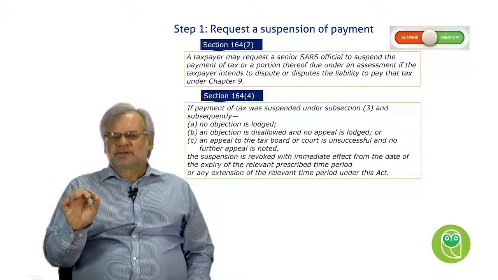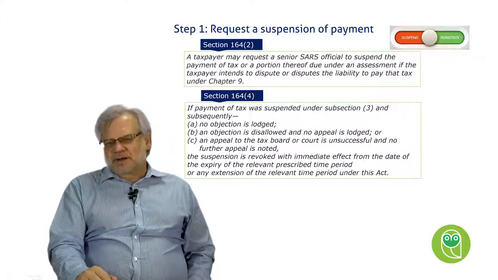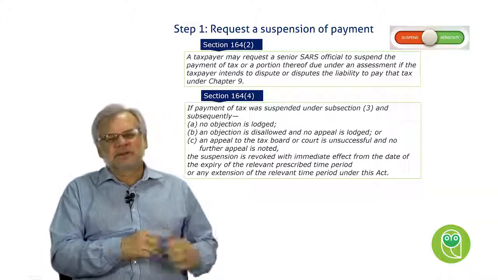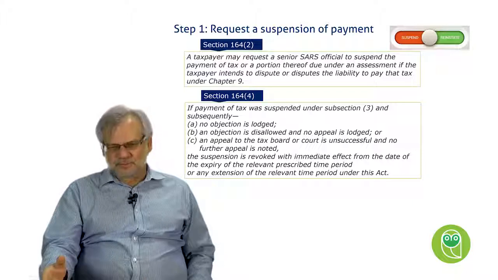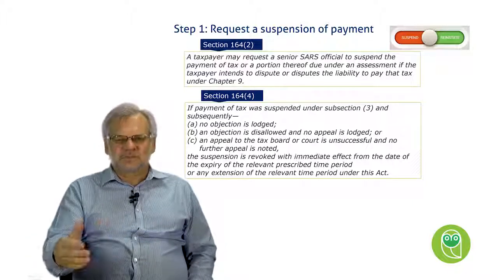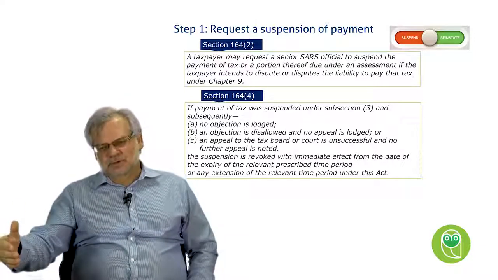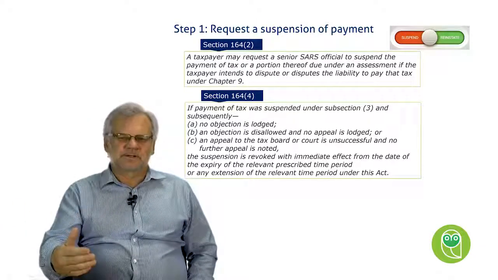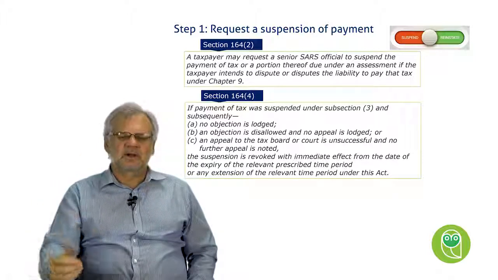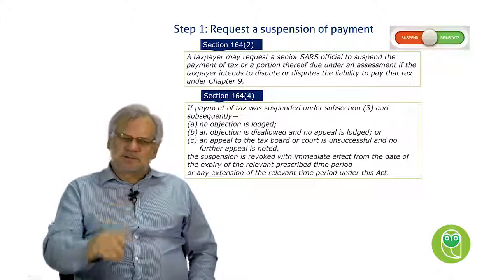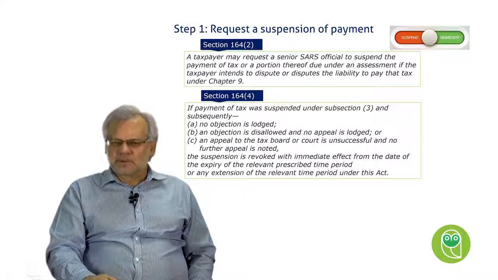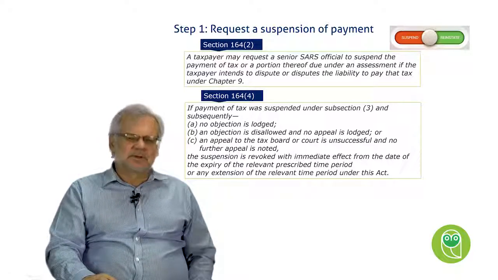Section 164 then says, if payment of tax was suspended, and remember Judge Binns-Ward referred to this recalcitrant taxpayer, if you then do not lodge an objection, which confirms that I merely intended to object, or the objection is disallowed and you don't proceed with an appeal, or the appeal is unsuccessful, and you do not go to a High Court or the Supreme Court of Appeal, and I'll explain all of that later this morning, the suspension is revoked with immediate effect from the date of expiry of the relevant prescribed time period or any extension of the relevant time period under this Act.